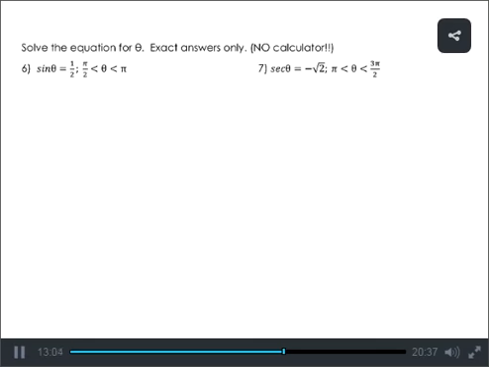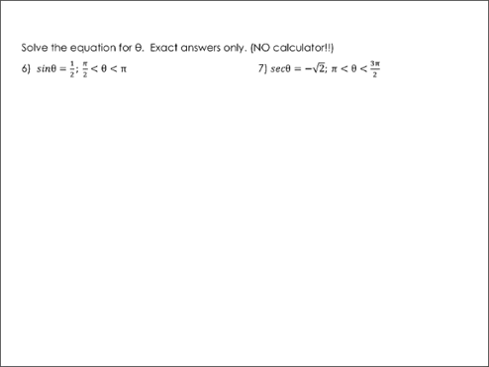Now we're going to solve the equation for theta. So I'm telling you sine of theta is equal to 1/2. So let's think about what we know about sine. Sine is always the y value because it's opposite over hypotenuse. So here's that 1/2. The 1/2, radical 3 over 2, radical 2 over 2. We're coming back to those. So we're looking at the unit circle.